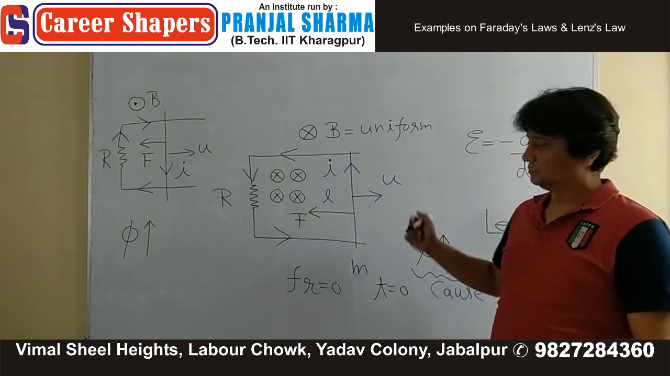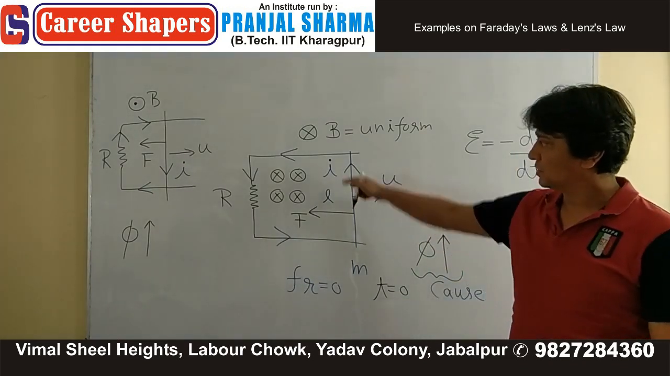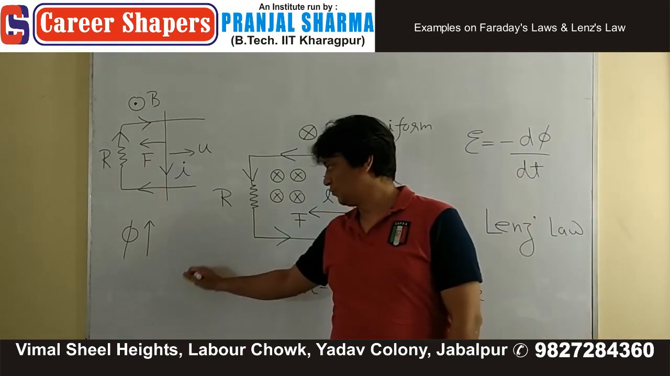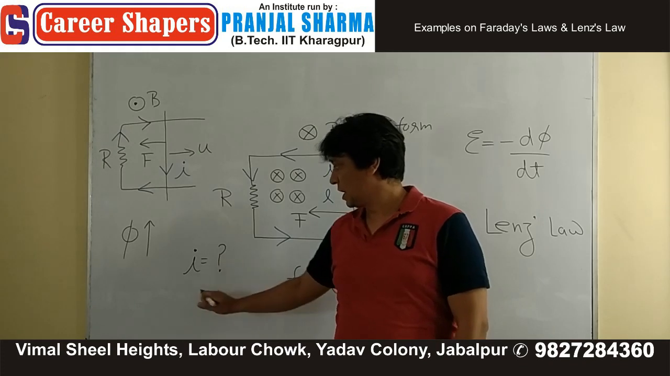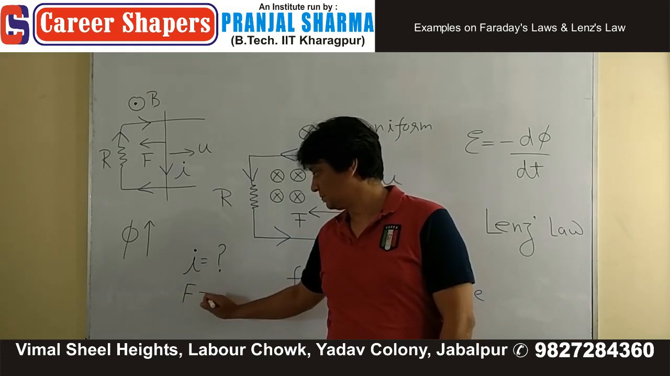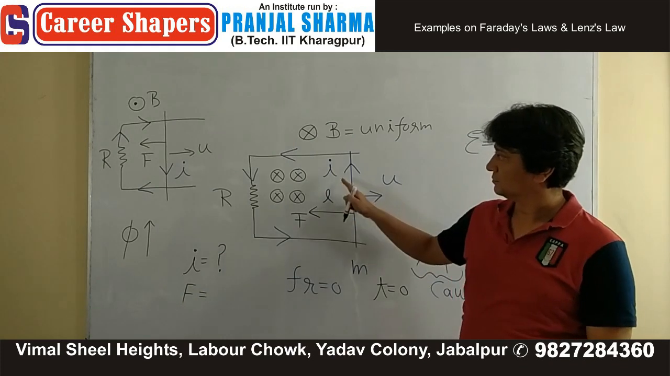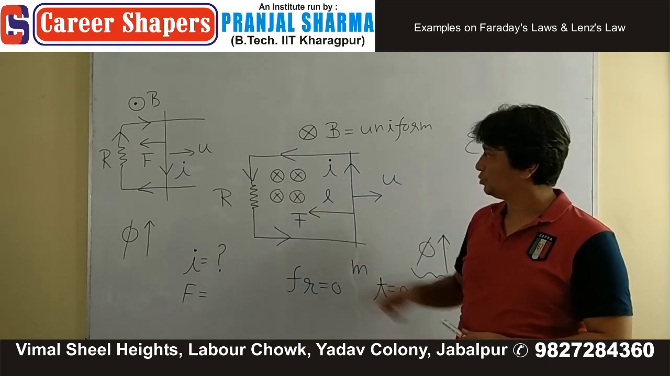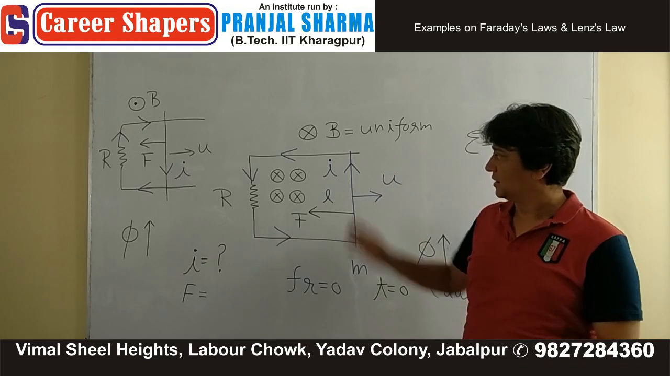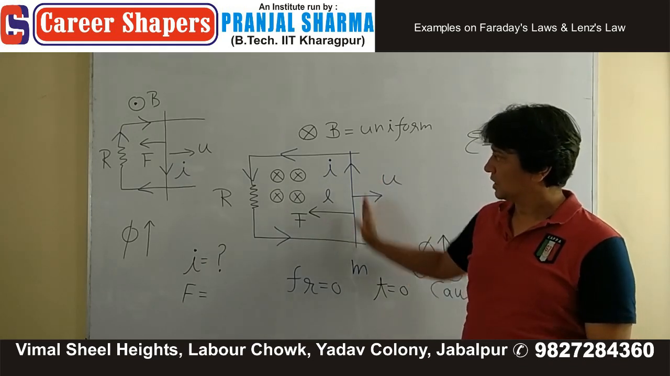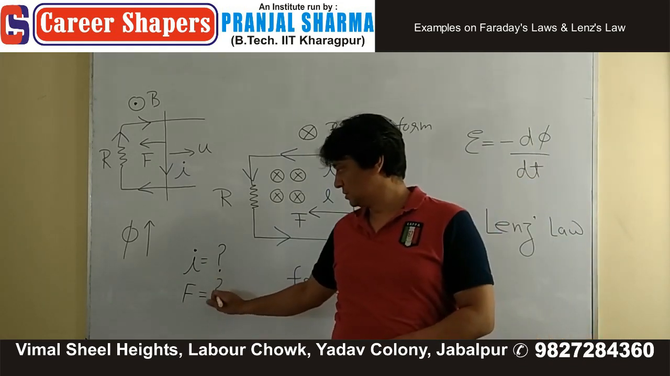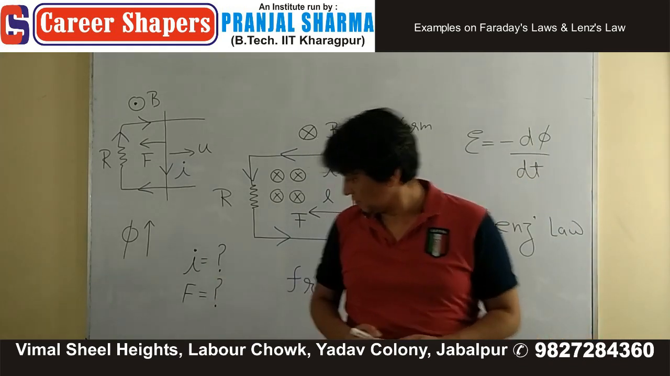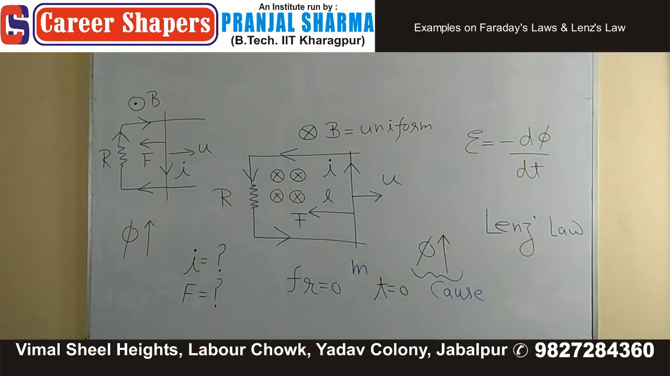Right here, when this rod is moving with you, this current is I. Find out I and find out F. Find out these two things, I and F, acting on the rod: force, and current flowing in the rod, I. You've got 1 minute's time. Let's see if you can find it.